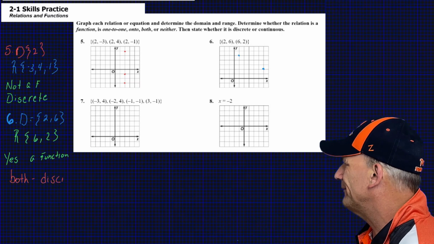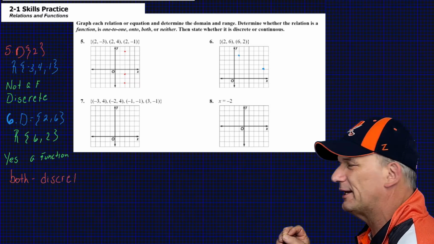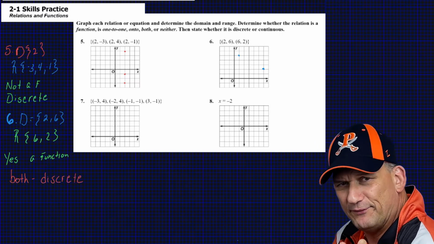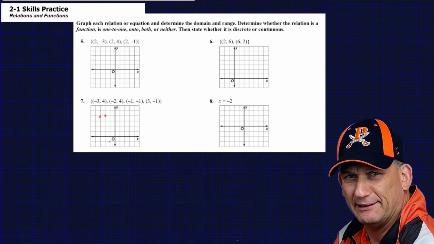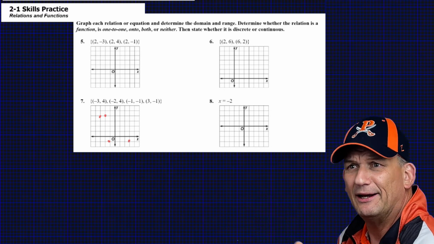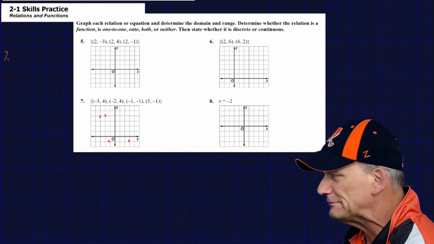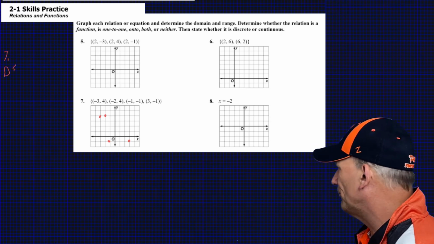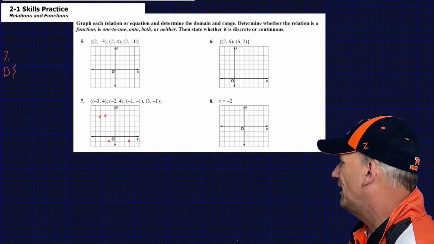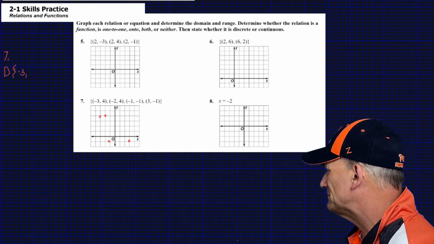And the key here, let me go over the discrete and continuous. If your points draw some kind of a line that extends infinitely, that's when we're talking about continuous. All right. So number 7. All right, let's plot the points.